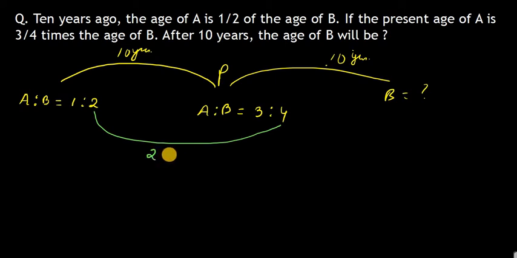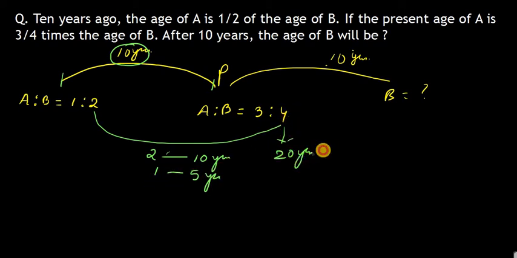2 gap in terms of years is 10 years. So if 2 units is equivalent to 10 years, so 1 unit is equivalent to 5 years. B's present age is 4 units, so 4 times 5 is 20 years. This is the present age of B. So B after 10 years will be 20 plus 10, that means 30 years.